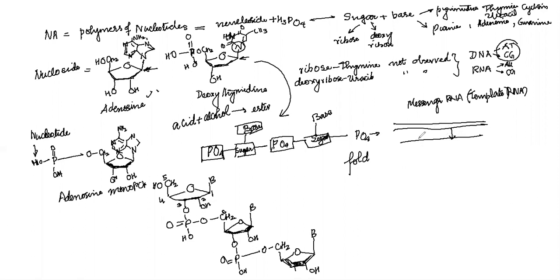Now, what is meant by this complementary? The simple thing, the combinations of bases are: adenine will bond with thymine, and this is hydrogen bonding in nature. And cytosine will bond with guanine.